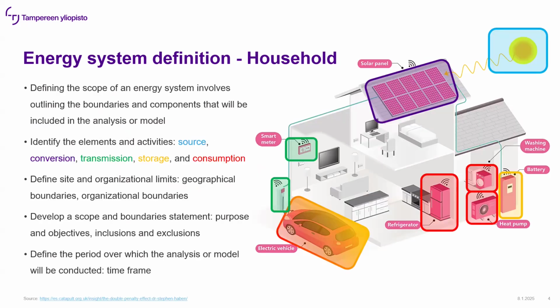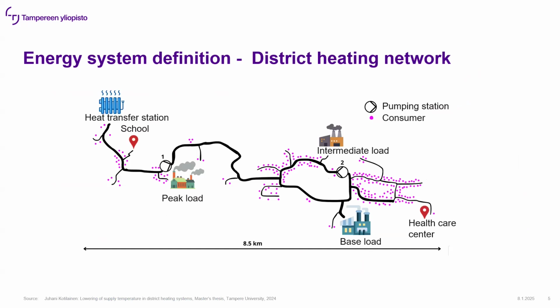Another example of an energy system where you have the same components, you have the source, you have the conversion, transmission, storage, and consumption. And even though you wouldn't have storage per se in a district heating system, the entire system acts as a storage of itself because it has a lot of thermal inertia. You have a lot of water in pipelines.